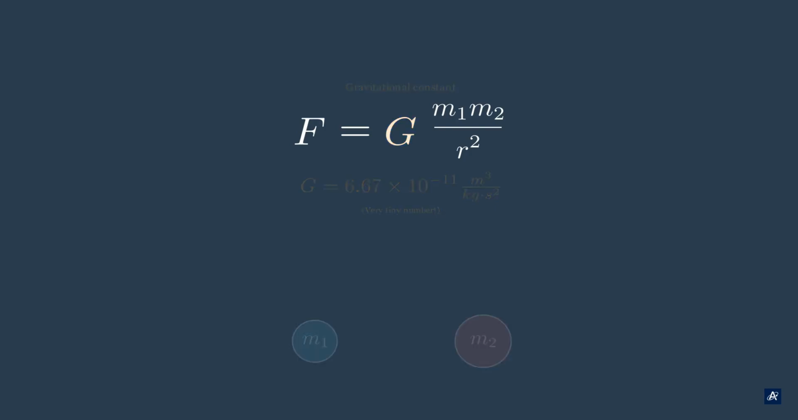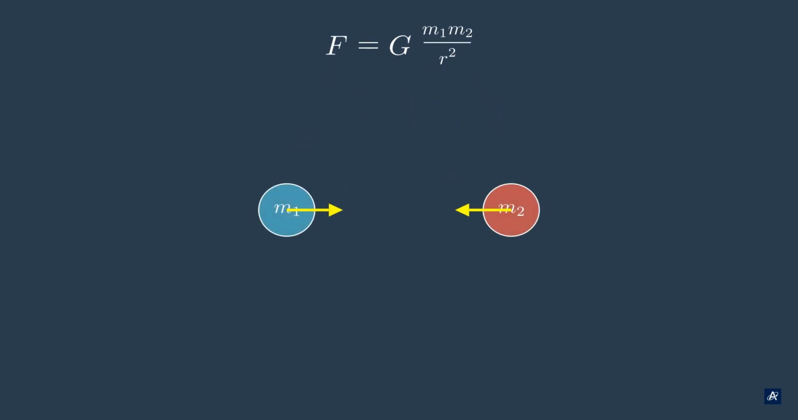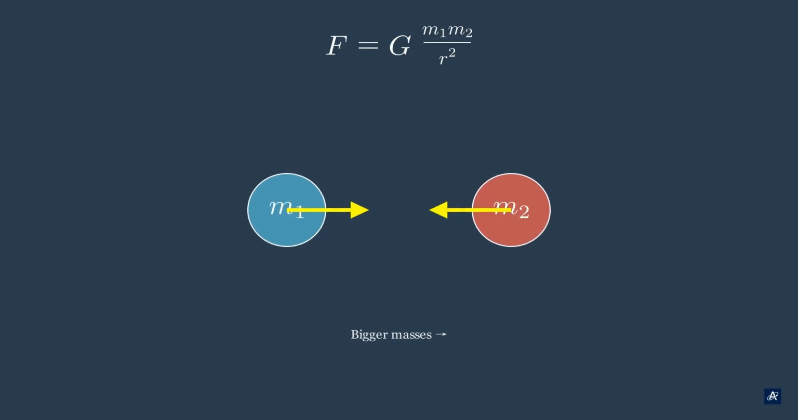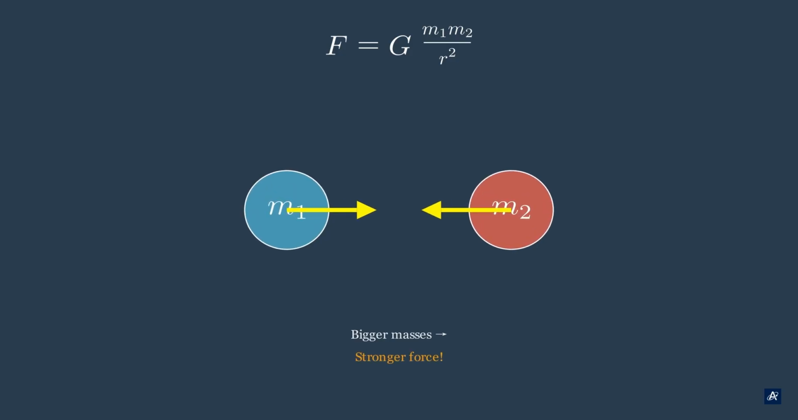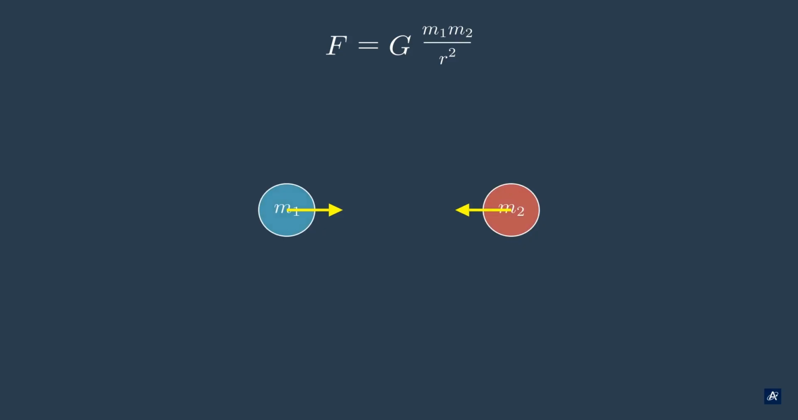Here's what this equation is telling us. The magnitude of the gravitational force gets stronger when objects are more massive. It's weaker when they're farther apart.